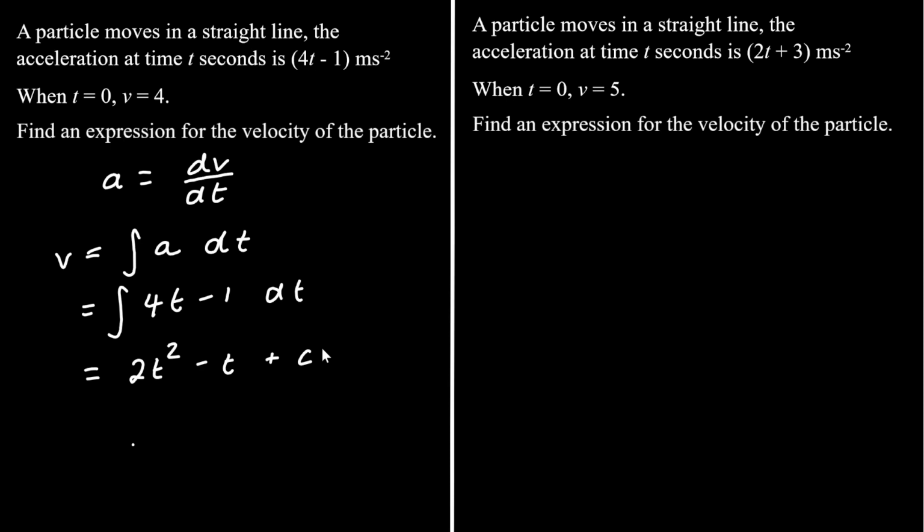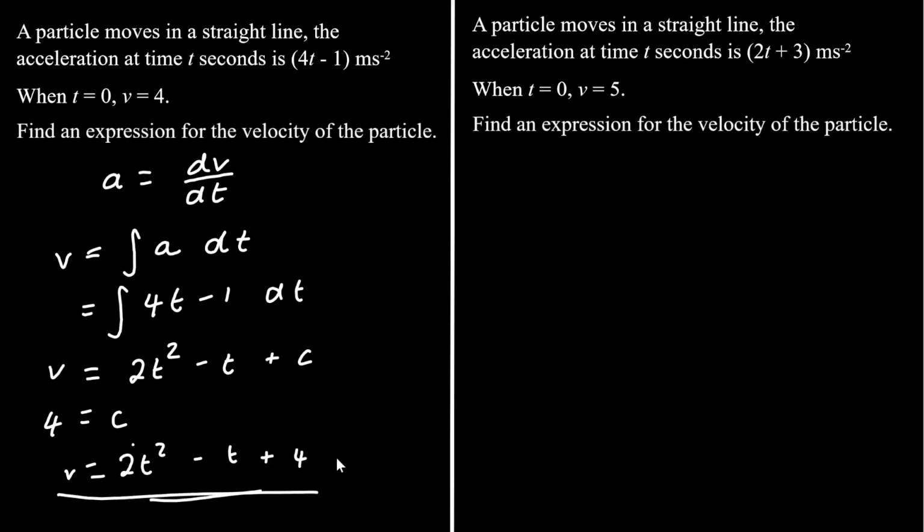When t equals 0, v equals 4. So 4 is equal to 0 plus c. c is 4. So v equals 2t squared minus t plus 4. And one for you to try. Give it a go.